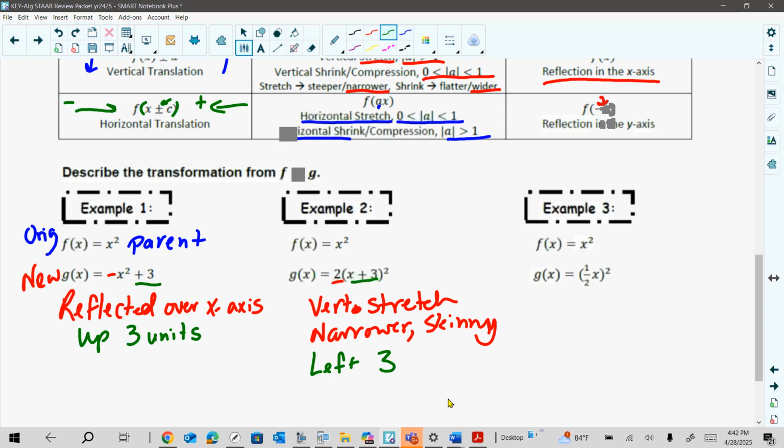So on this last one, I'm hoping you can see that the change, the 1/2, is inside the parentheses. And when it's inside the parentheses right here, and we have a fraction, this means we would have a horizontal stretch. If it's greater than 1, compression or shrink.